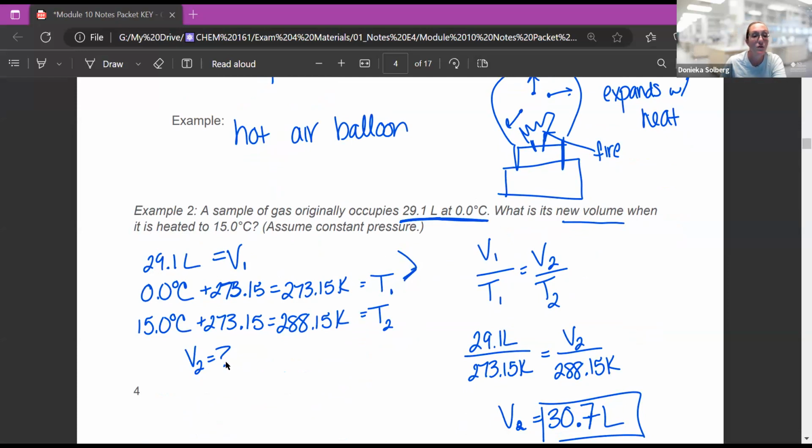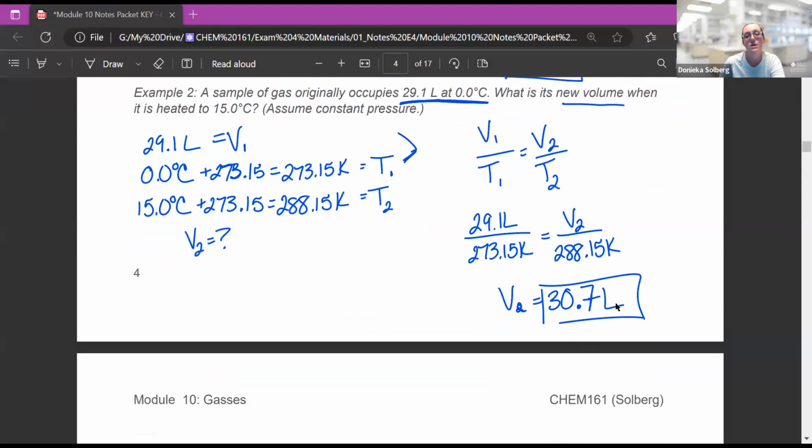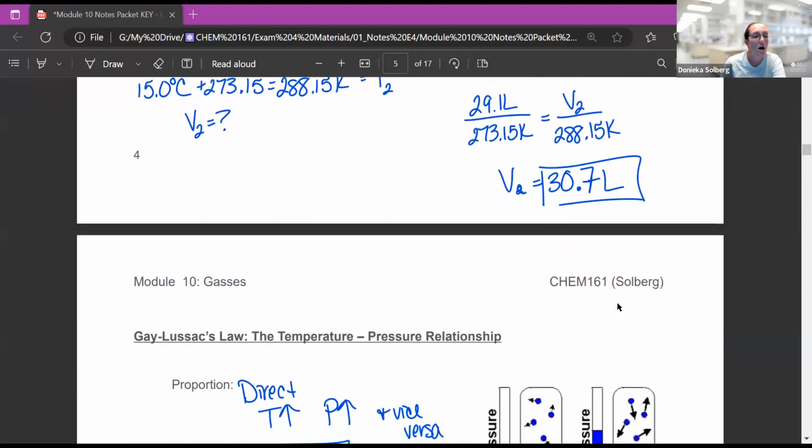What is the new volume? So I'm looking for V2 when it is heated to 15 degrees Celsius. So again, I went ahead and converted that one. That's my T2. So I have 2 temperatures and I'm looking for a second volume. So I know I need to use this equation. So I plug in V1 over T1 equals V2 over T2. You can cross multiply or however you want to do your algebra to get that V2 is 30.7 liters. Okay. On to the next one.